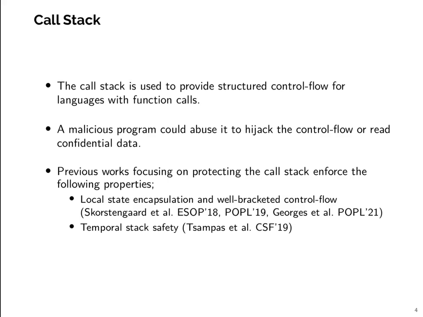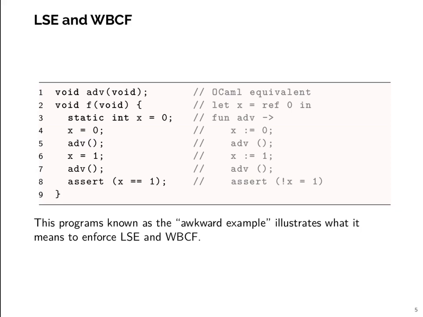There has been previous work focusing on protecting the call stack to enforce some properties, namely local state encapsulation, well-bracketed control flow, and temporal stack safety, by those papers on the slide. So what are those properties? Let's start by explaining local state encapsulation and well-bracketed control flow with this example known as the awkward example. Its code is given in C on the left-hand side and the OCaml equivalent is given on the right. I'm going to walk through the example step by step.